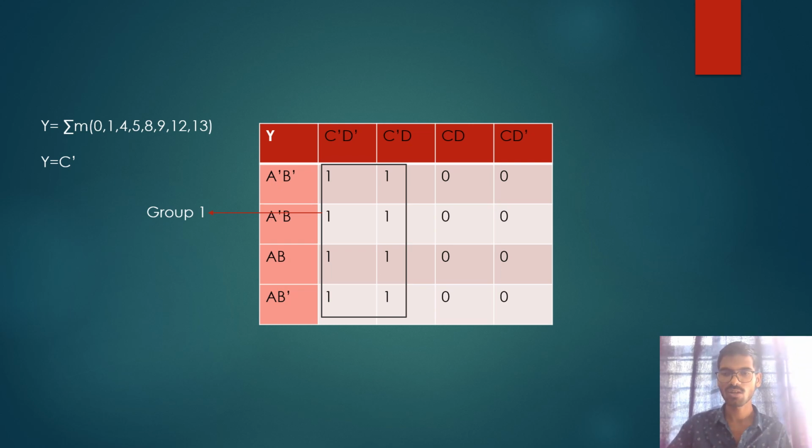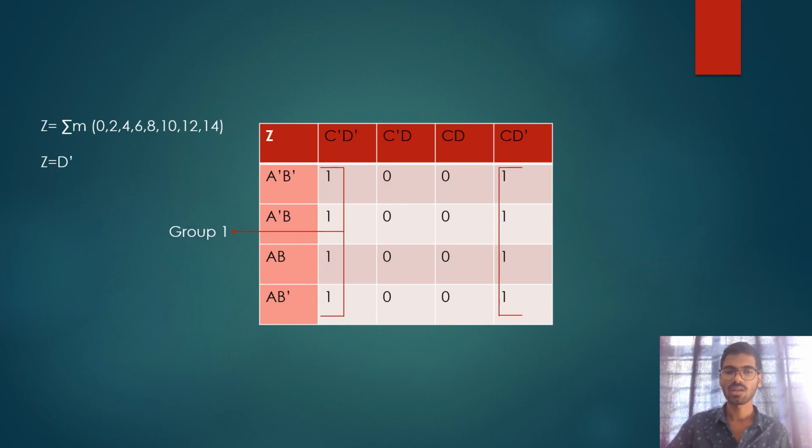What will we get as common? Here C bar is common. So the answer for this is C bar. For W we got A bar, for X we got B bar, and for Y we got C bar. So let us move on to Z. What will you get for Z?